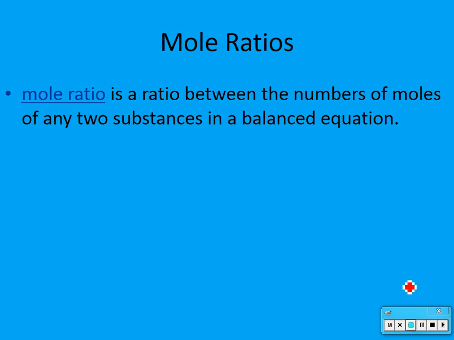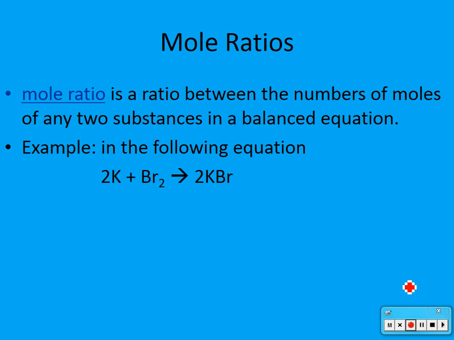Okay, now let's move on to mole ratio. A mole ratio is a ratio between the number of moles of any 2 substances in a balanced equation. This will make more sense as we go through an example. In this equation, it says, what is the mole ratio of potassium to bromine? So potassium has 2 moles, so I'm going to put 2 there. And it's a ratio, so it's a comparison of 2 numbers. And bromine has a coefficient of 1. And so that's our mole ratio, 2 to 1.